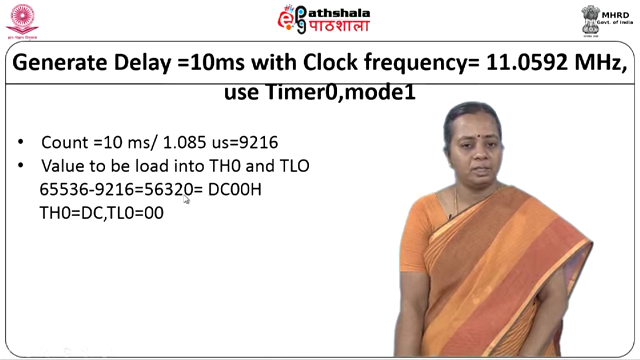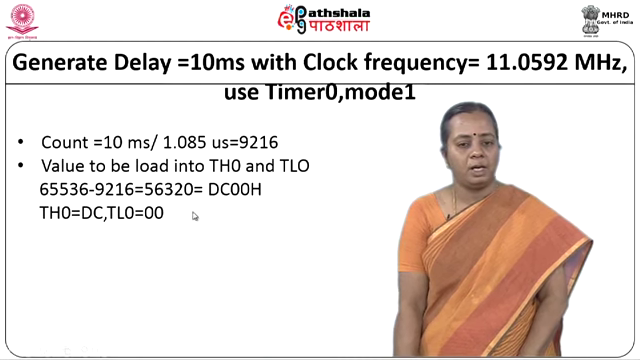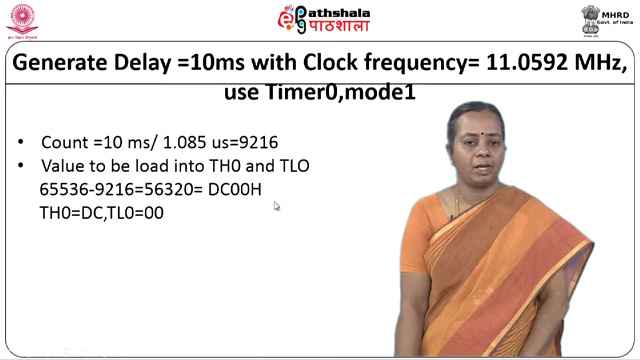If I load this value into my register, from this onwards it will count up to 65536. That means it will wait for this much time, so that I can achieve 10 milliseconds. This is the idea behind setting up this particular value. Now this gets converted into hexadecimal DC00. So, your TH0 is DC and TL0 is set to 00.